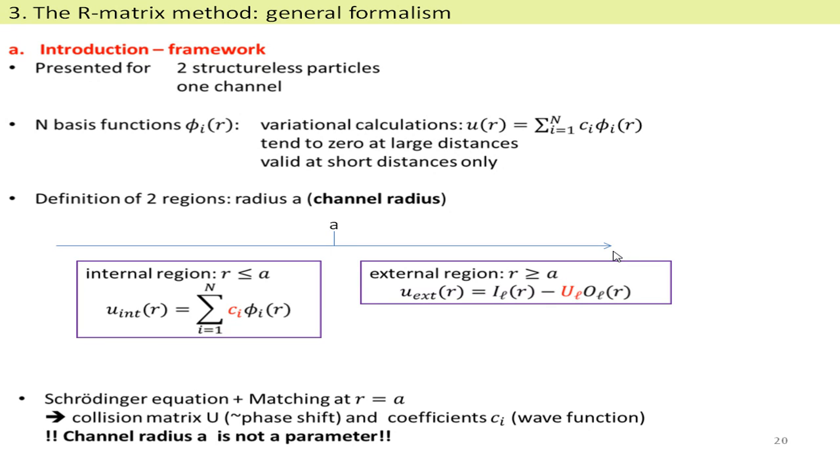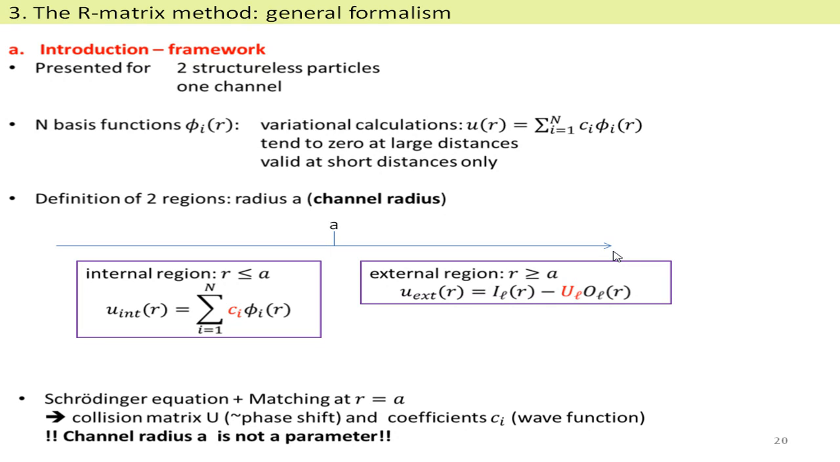The idea is to divide the space, so here is the coordinate R, the relative coordinate, into two regions. There is the channel radius A, which makes the difference between the internal and the external regions. This channel radius is chosen large enough so that the nuclear part is negligible here. So in the external region, by definition of this A, the external contribution to the wave function is a combination of the Coulomb functions. We know that from the very beginning.